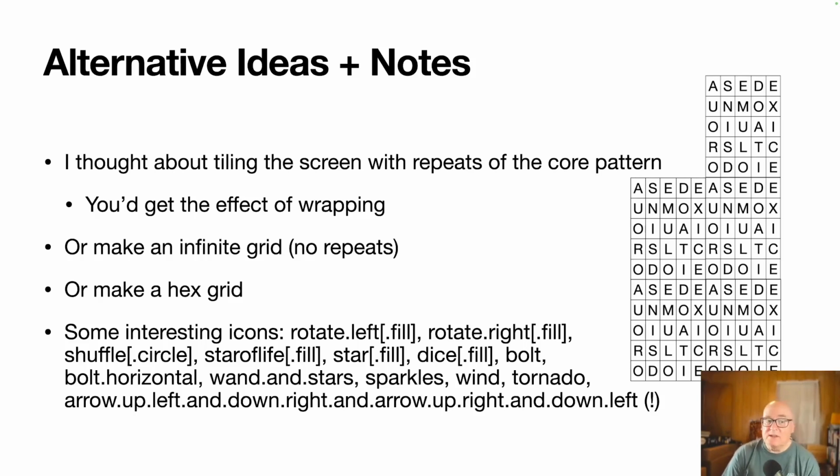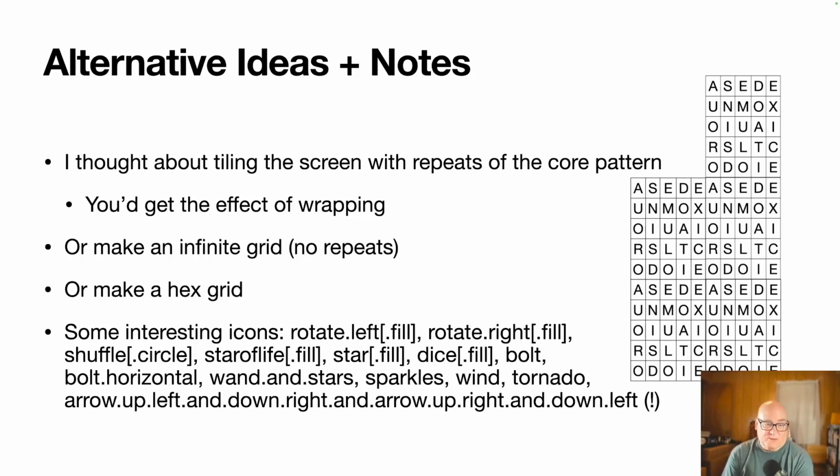Or another alternative, and this does change the shape of the problem, is make a hex grid. So instead of everybody having, what do they have? I guess they have 8 neighbors now. We could make a hex grid and maybe they only have 6 neighbors. I guess that'd be a little harder.